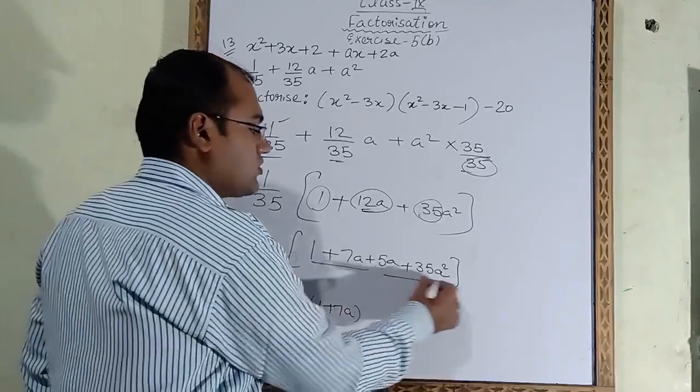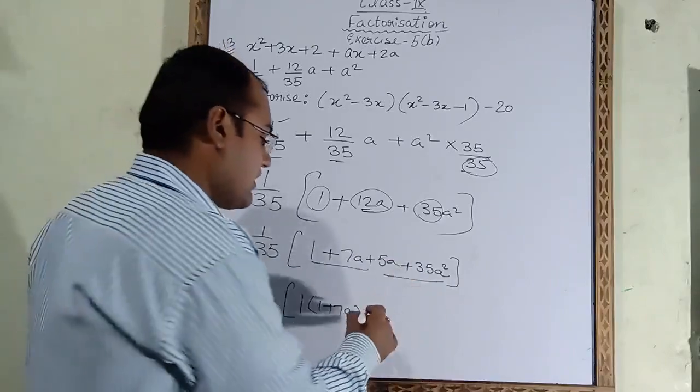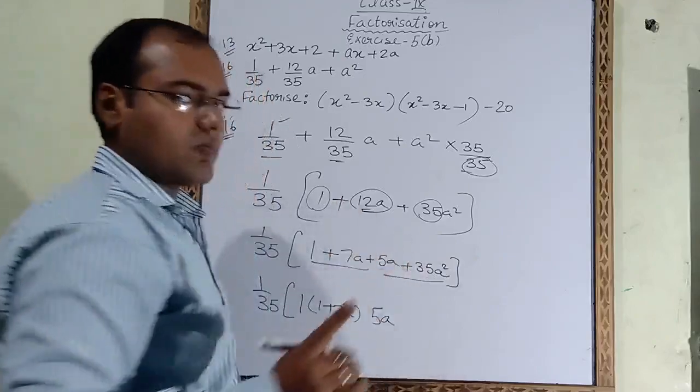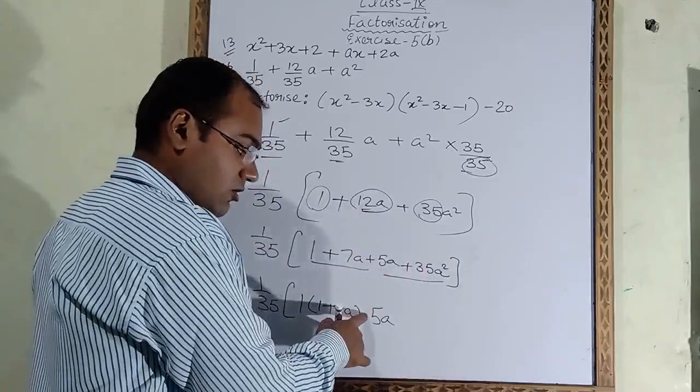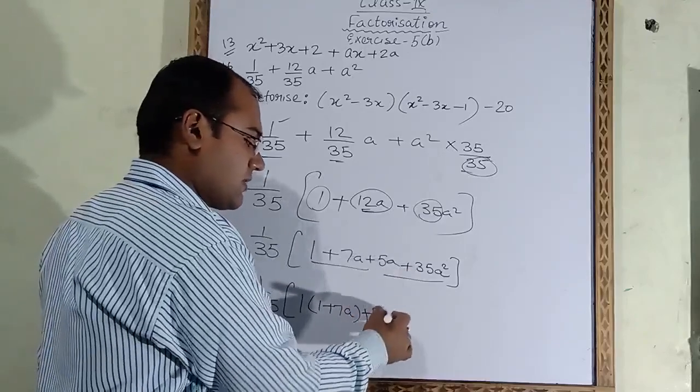Now from these two numbers also we will take common. These two numbers are coming in a table of 5, so we will take 5 common. Alphabet a and a square is written, so we will take a common. Now sign also you have to take, either plus or minus. Both the numbers are positive, so we will take plus common.